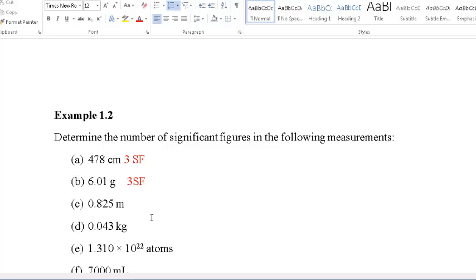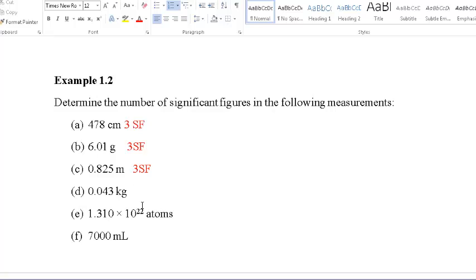0.825 meters. Decimal present, so we're going to read from Pacific to Atlantic, left to right. Is this 0 sig? The answer is no. Anything to the left, especially if it's 0, is not sig. But this 8 is a real number, so that's sig. Sig means significant. This 2 is sig, and this 5 is sig. So just like the other ones, this has 3 significant figures.